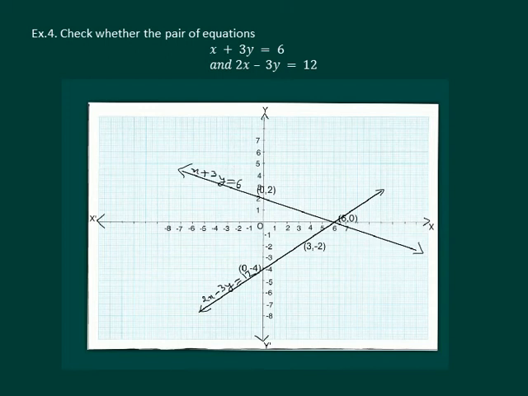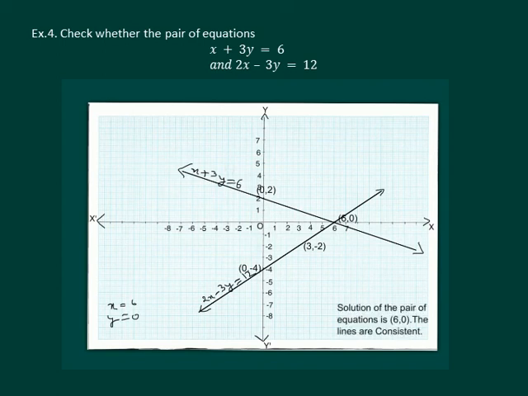We observe that there is a point (6, 0) common to both the lines. So the solution of the given pair of linear equations is x equal to 6 and y equal to 0. That is, the given pair of equations is consistent. Finally, in the answer you write that the solution of the pair of equations is (6, 0) and the lines are consistent.